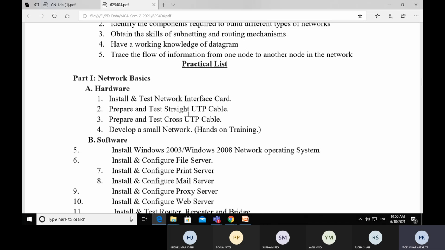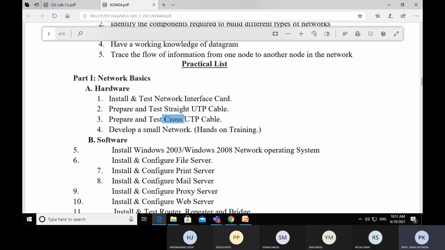There are some standard cable arrangements available which have some color combinations, and we have to arrange all the copper cables in that order. Once we arrange all the cables in particular standard color combinations, we can design a straight and cross cable accordingly. That means we are able to design a local area network. So let's first understand what is a straight cable and what is a cross cable.